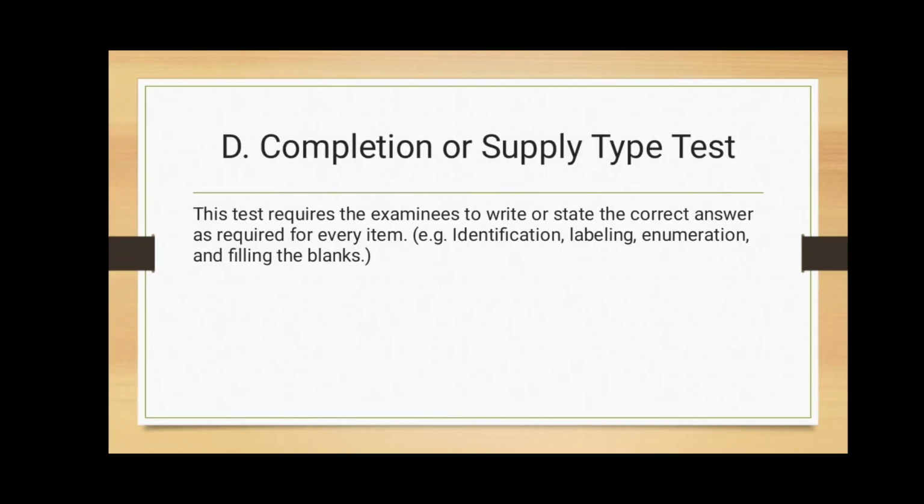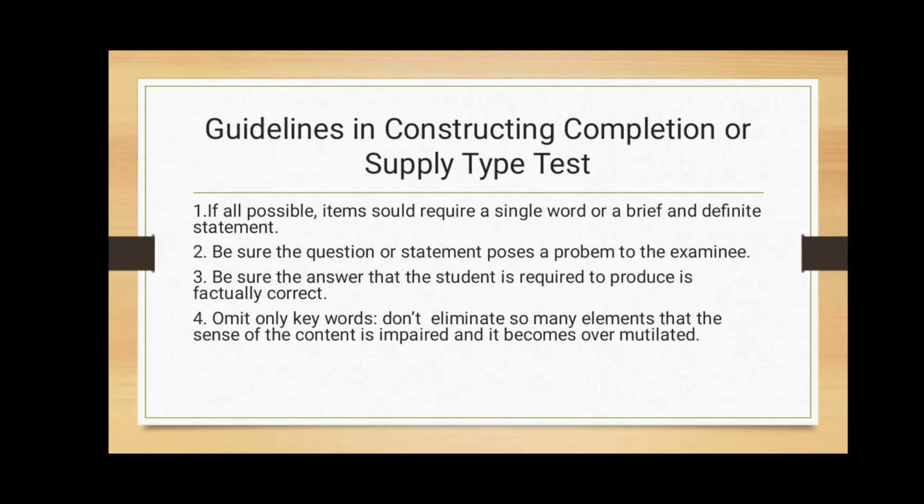D. Completion or supply type test. This test requires the examinees to write or state the correct answer as required for every item. For example, identification, labeling, enumeration, and filling the blanks. Guidelines in constructing completion or supply type of test. First, if at all possible, items should require a single word or a brief and definite statement.